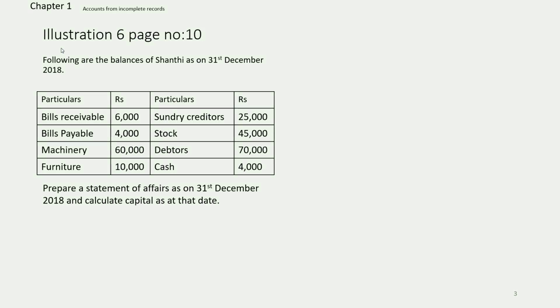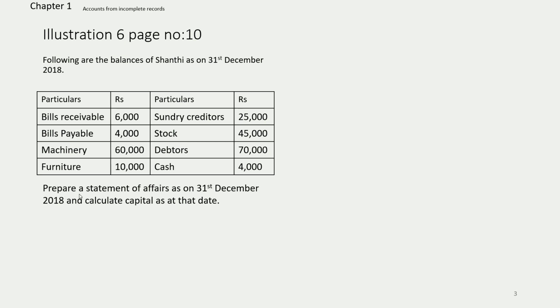Good. Now, let us look at illustration 6 given in page number 10 of your accounting textbook. I will read out the question. Following are the balances of Shanti as on 31st December 2018. Some particulars are given to you. I will read out. Bills receivable is given as 6,000. Bills payable 4,000. Machinery 60,000. Furniture 10,000. Sundry creditors 25,000. Stock 45,000. Debtors 70,000. Cash 4,000.